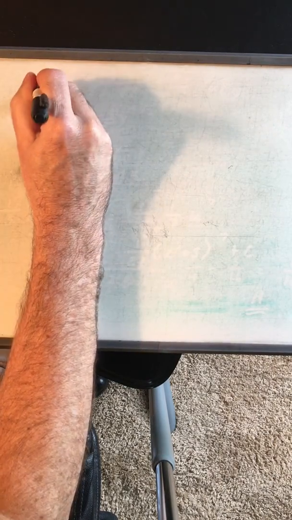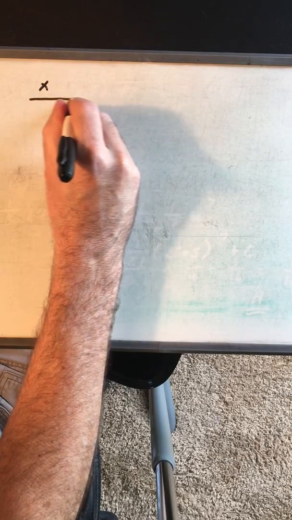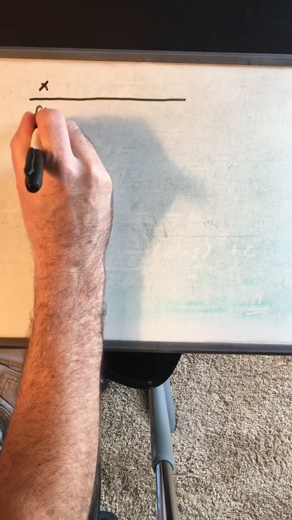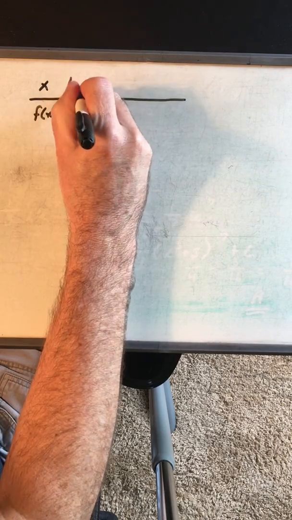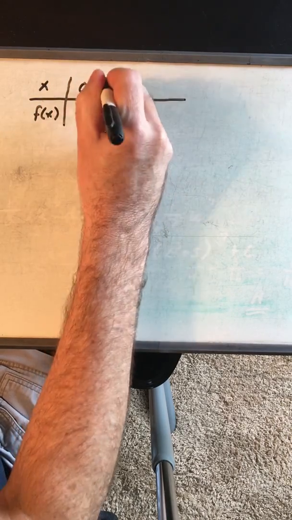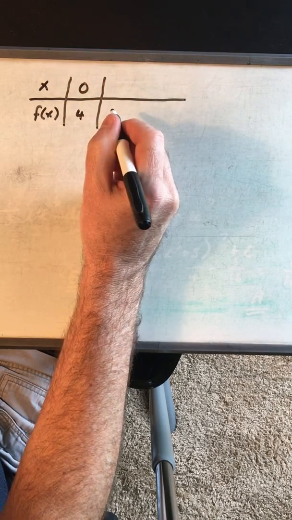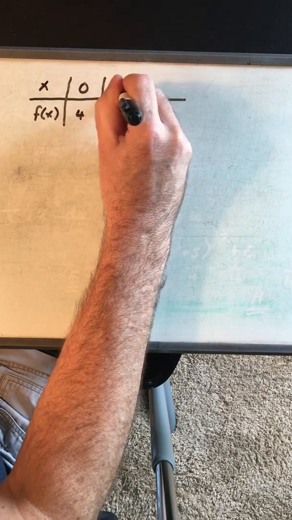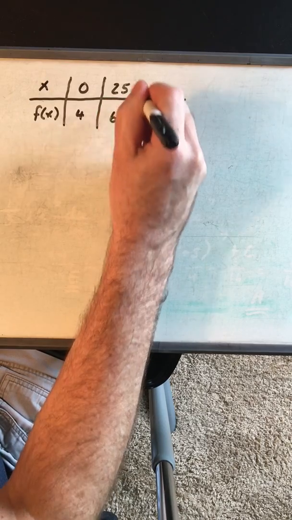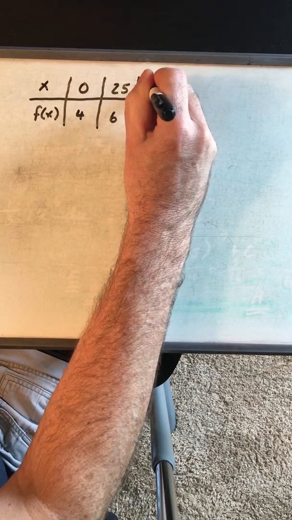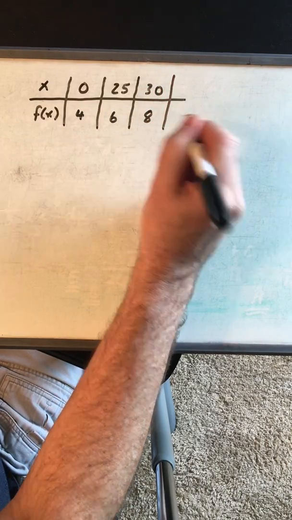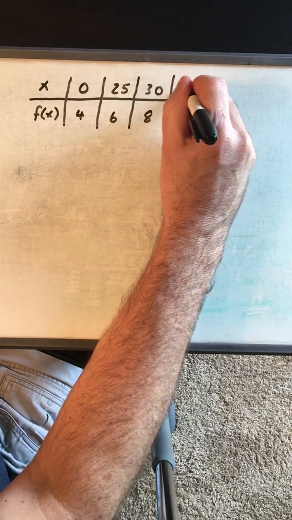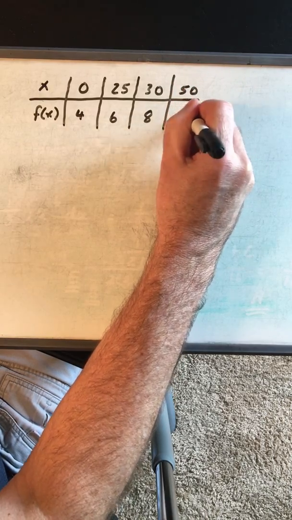Number 4, we have got a table of values. I'm going to go ahead, not in a huge hurry here. So 0, 4, 25, 6, 38. You're probably, hopefully you're fast forwarding through this, and 50, 12.